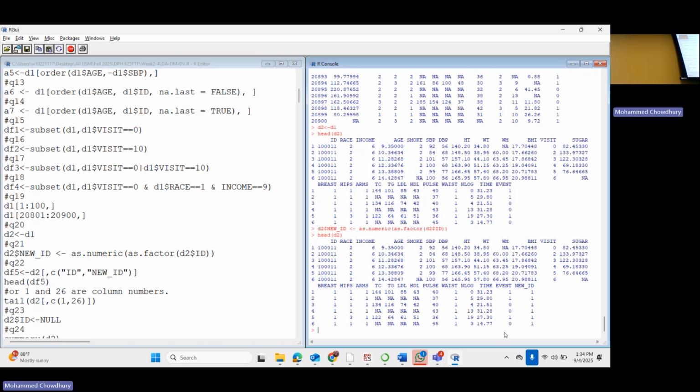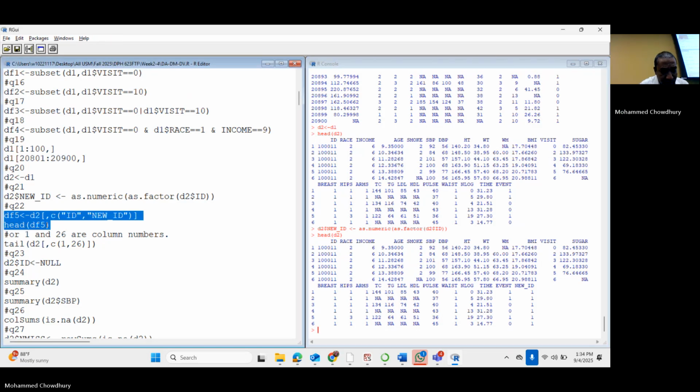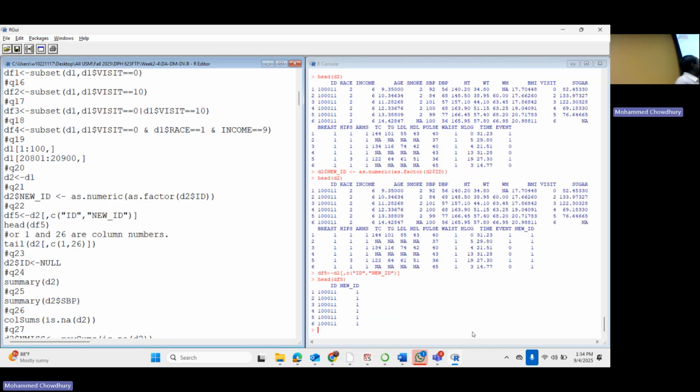Okay, now in the new data, I have these things. I can delete the original ID. How can I delete the original ID? Take a look at that. If I run these things, this is the code. From the D2 data, I am taking only these two columns. Before the comma are rows, after the comma are columns. This is the name of the ID variable from D2 data. This is the name of the new ID variable from D2 data. I pick these up and I show them. These are the two variables.